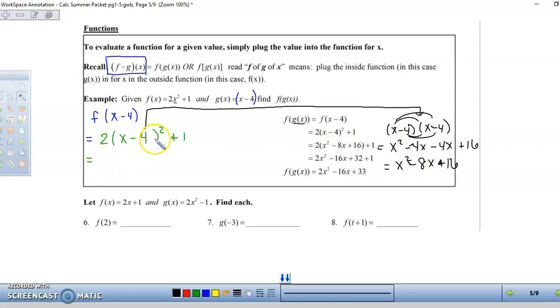Okay, next place people make mistakes is they don't keep the parentheses, because you do have to multiply everything by 2. So make sure you keep the parentheses: x squared minus 8x plus the 16, and then plus 1. Okay, and then you obviously distribute the 2. So you get 2x squared, and then minus 16x. And then you get 32 plus the 1, which is where that 33 comes from. So there is your f of g of x for this.